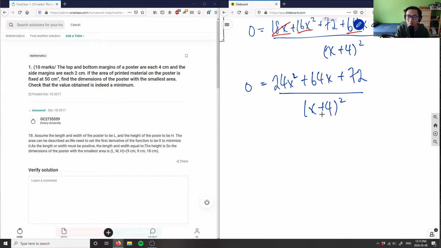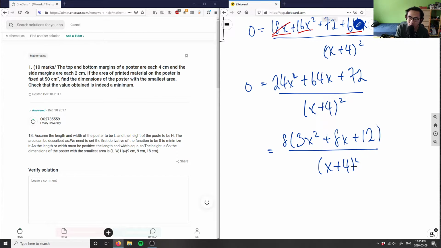What I could do, if I want to expand this guy here, is factor out the top, right? I would factor out the top to see if I can actually get some type of common factor here. So in order for us to factor the top, I'm looking at these guys here. I think they're all divisible by 8. So I'm going to take out 8 here. I'm going to get 3x squared plus 8x plus, I believe this is 12, all over x plus 4 squared.